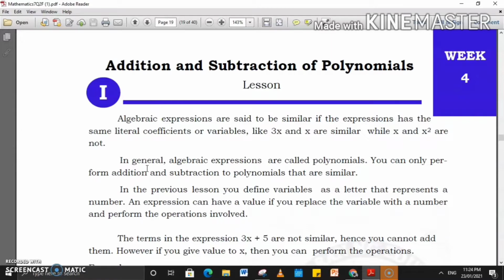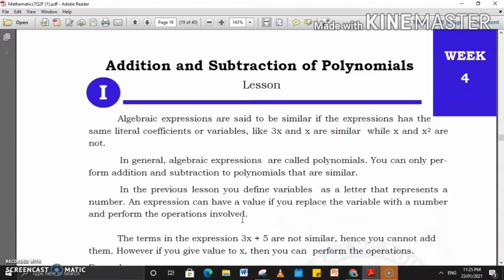Nung unang lesson, nung nakaraan, we defined variables. Ano pa yung variables, di ba? Yung variables yun yung mga letter that represent a number. Mga letter. So, it could be from A to Z. So, any letter from the alphabet, pwede siya maging variable. Hindi laging X, hindi laging Y. Okay? Hindi laging A, B, C. So, an expression can have a value if you replace the variable with a number and then perform the operations involved. So, yun yung tinutukan nating evaluating algebraic expression.